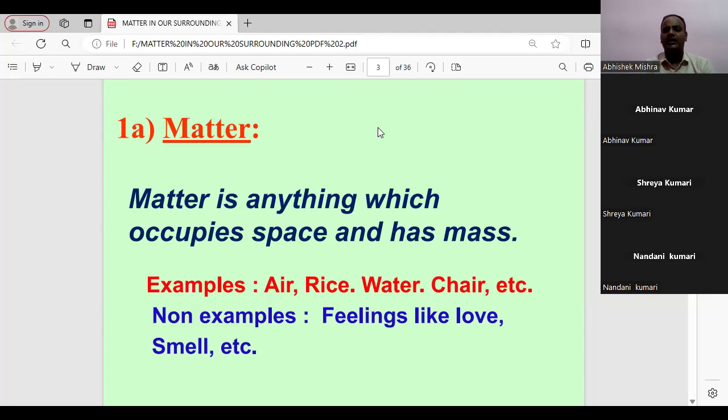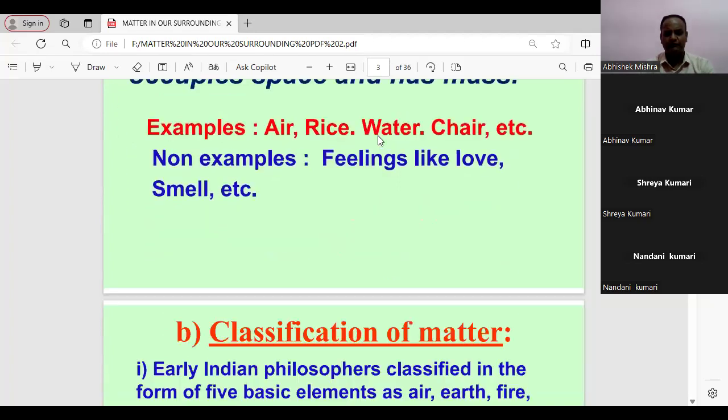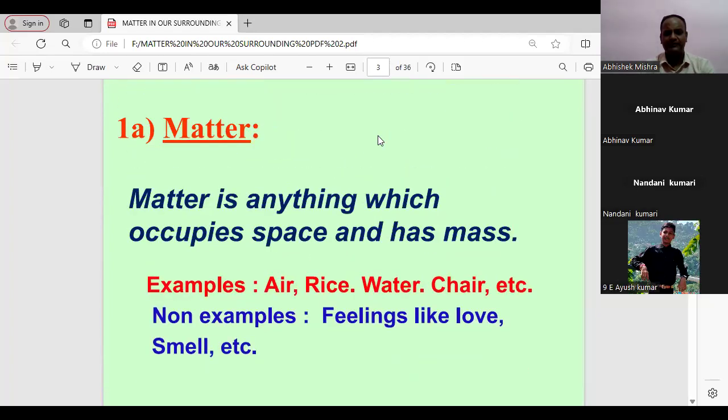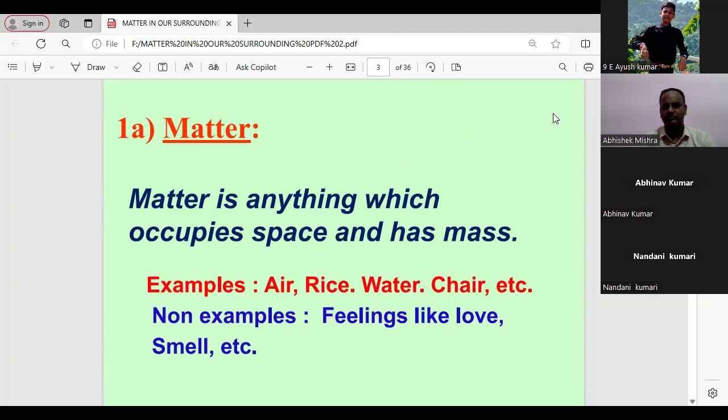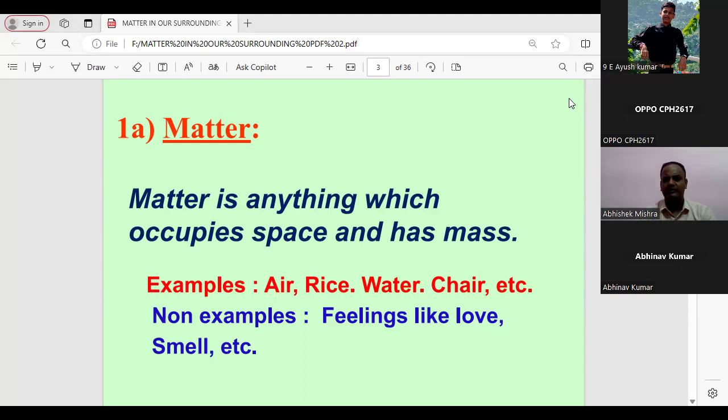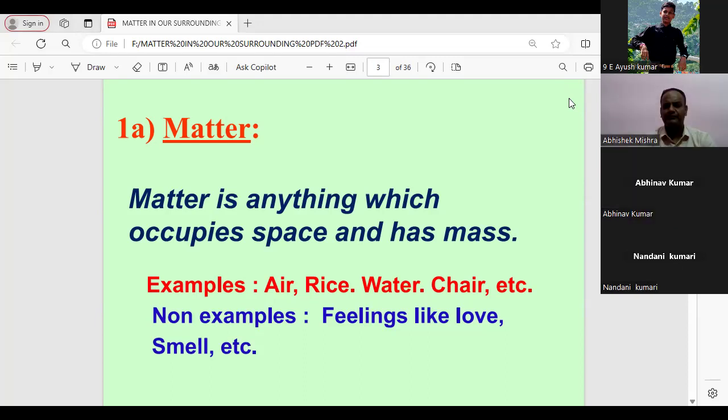Can anyone say what are the properties of matter? Okay, Ayush, unmute yourself. Yes, sir. Particles of matter attract each other. Particles of matter are continuously moving. Particles of matter have some mass. Okay, very good, Ayush.